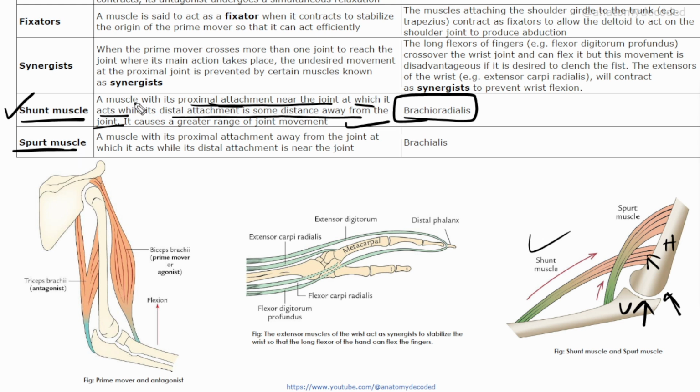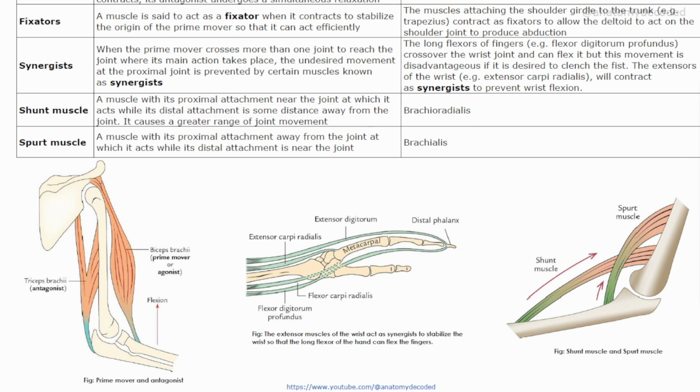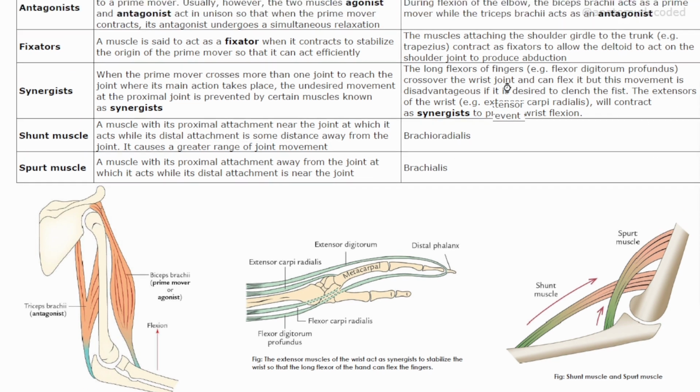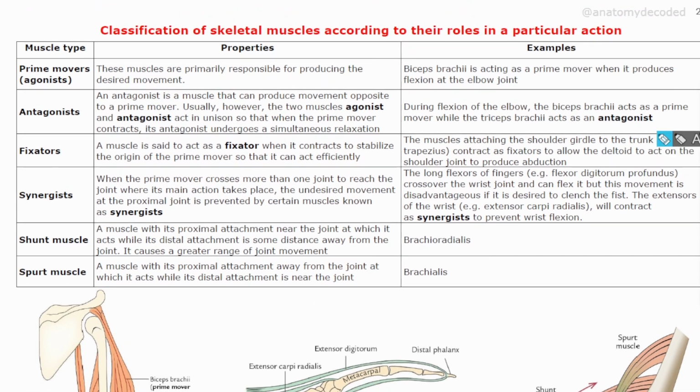Then another example is the spurt muscle. Another type is the spurt muscle, a muscle with proximal attachment away from the joint and distal attachment near the joint. Look at this muscle. It is originating away from the joint and its insertion is very close to the joint at which it is acting. That kind of muscle is referred to as a spurt muscle. An example is brachialis.